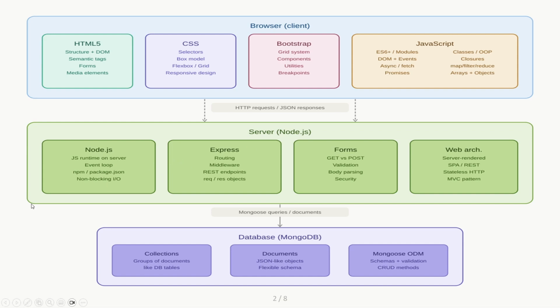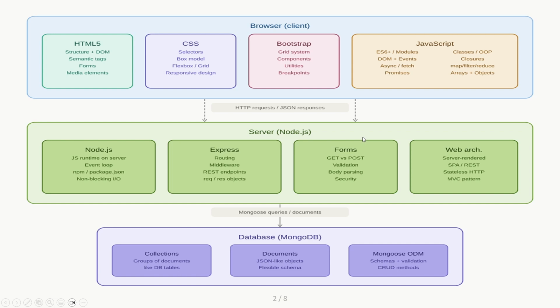Express sits on top of Node. It gives you routing and middleware. Routing is just matching a URL and HTTP method to a handler function. And middleware is code that runs before your handler. So things like authentication, logging, body parsing. This is where your API endpoints live.